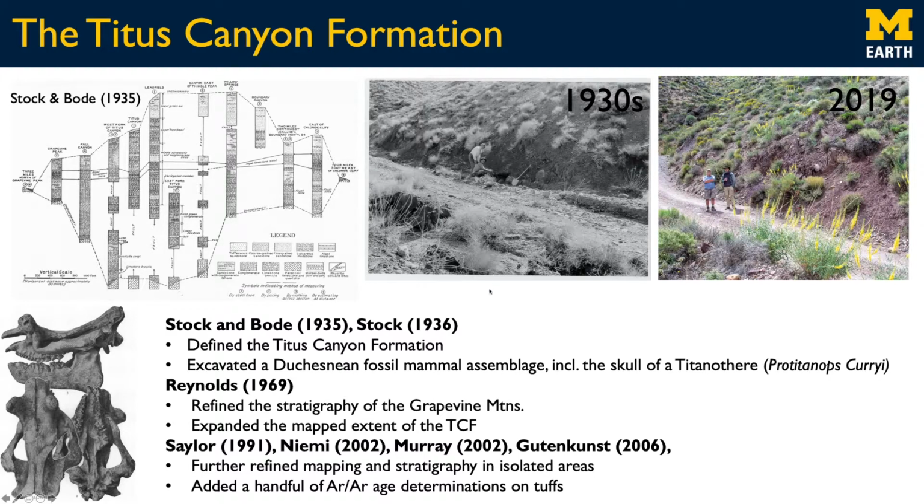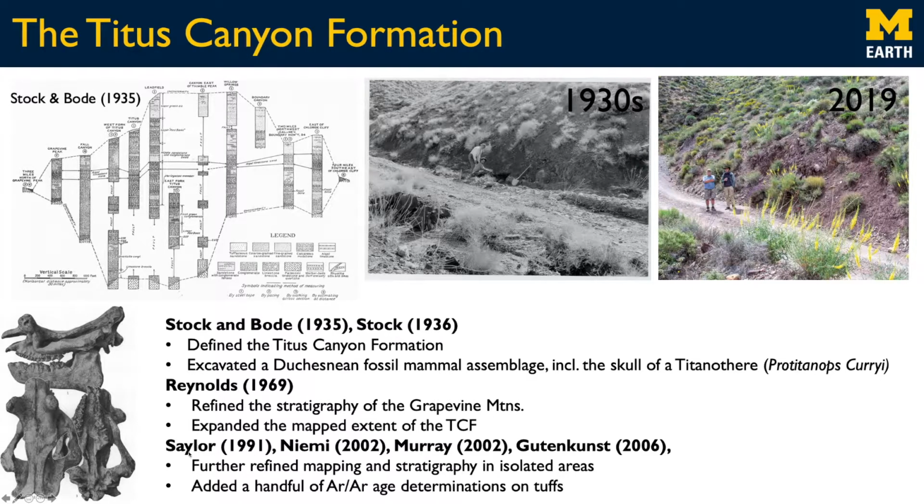We have collaborated with some paleontologists, and we're actually relocating some of the paleontological sites from Stock and Bode from the 1930s, and so we matched those images to their modern outcrops. Thirty years after Stock and Bode, Reynolds, in 1969, did a PhD thesis in the Grapevine Mountains, mapping the stratigraphy and expanding the mapped extent of the Titus Canyon Formation.